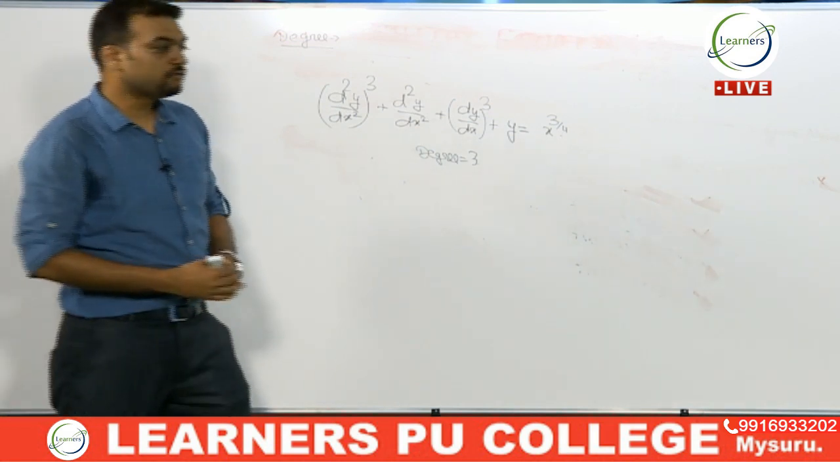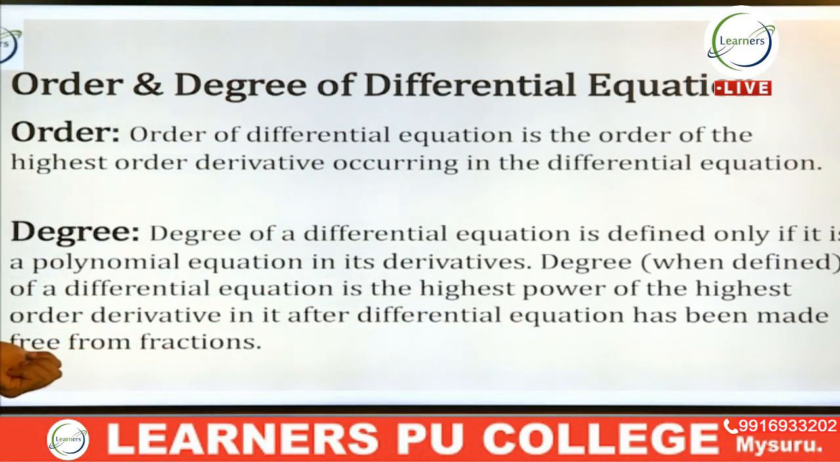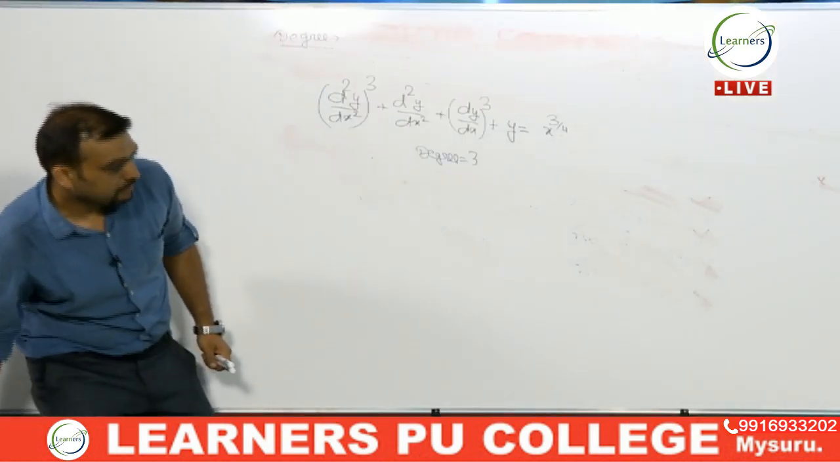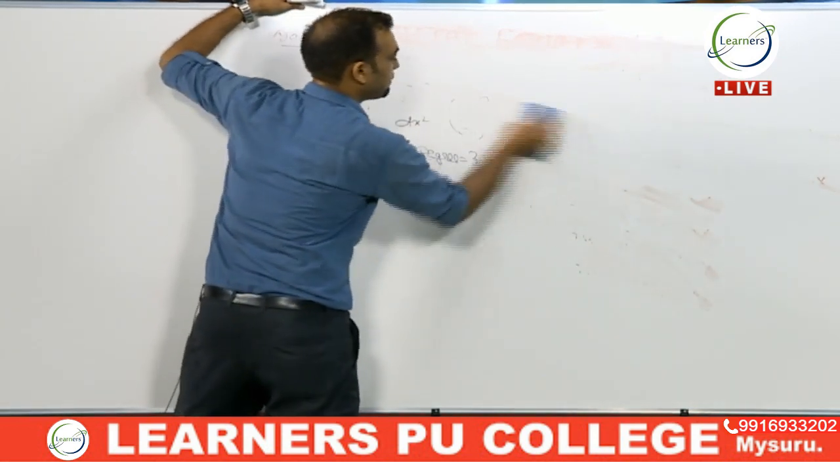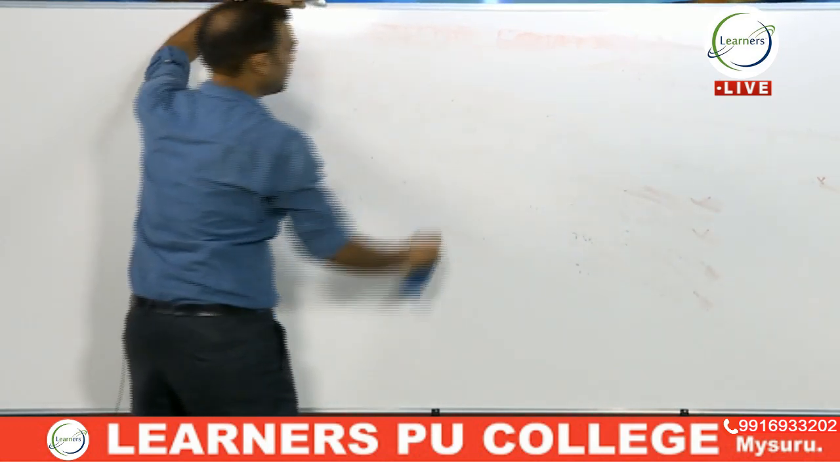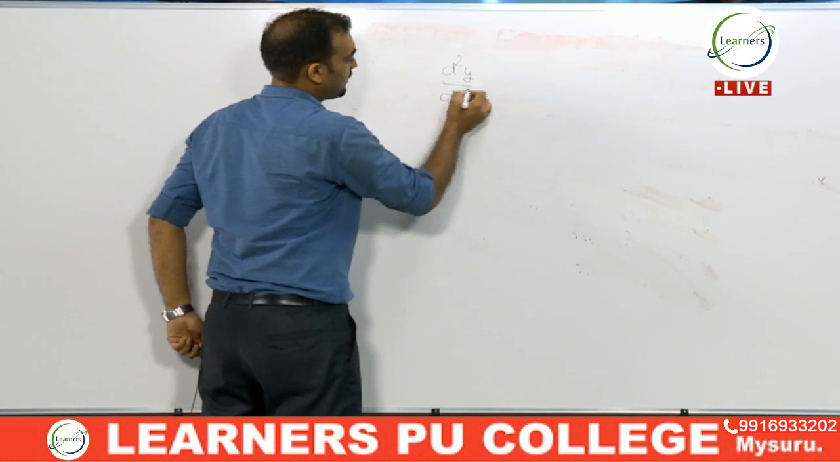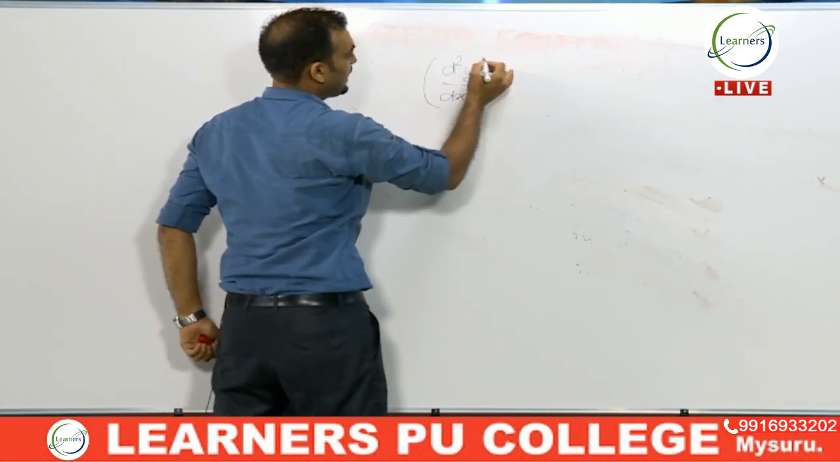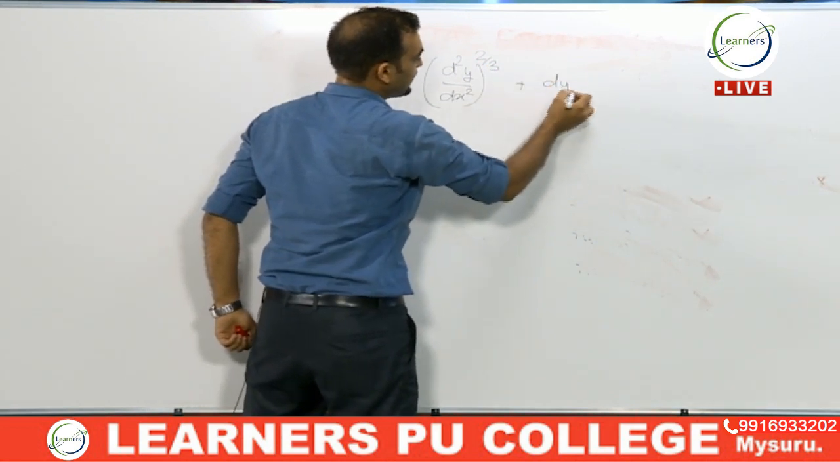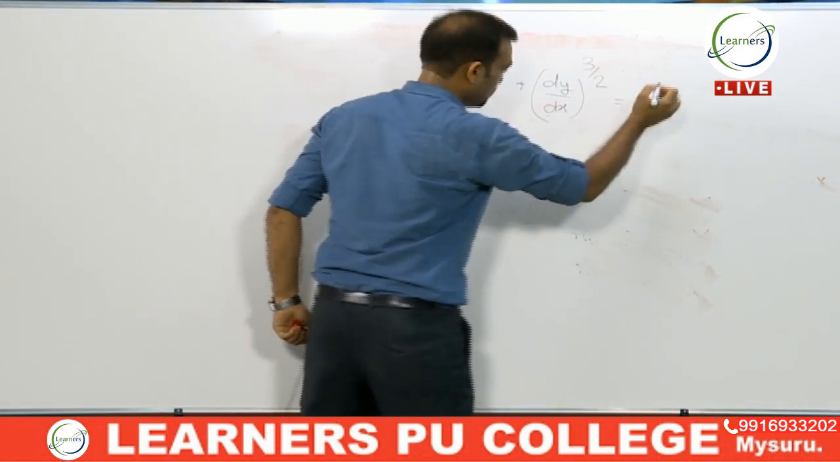Now there is one more condition written here: the differential equation has to be made free from fraction powers. So we have to see what this fraction power is. I will take one more example, then I will clarify the meaning of fraction power. For example, I am writing d square y upon dx square power 2 by 3 plus dy upon dx power 3 by 2 is equal to 0.